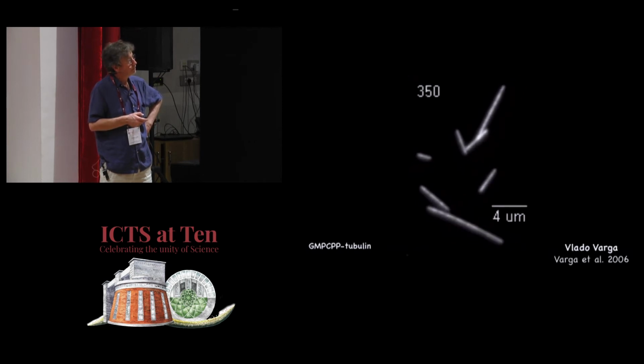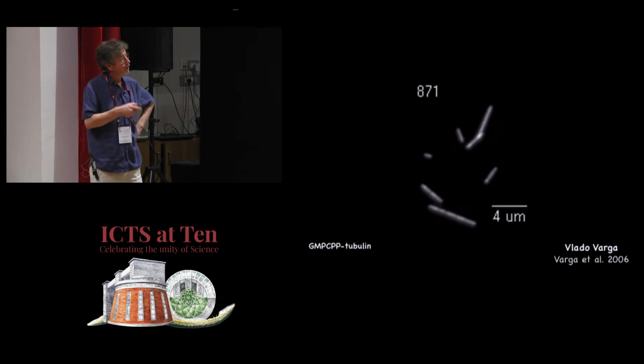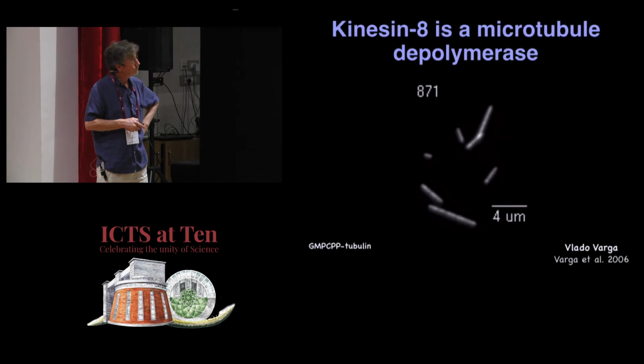Boom. Microtubules get shorter. So this motor is depolymerizing the microtubules. So it's actually eating up the track that it's walking on. And we call that a depolymerase.